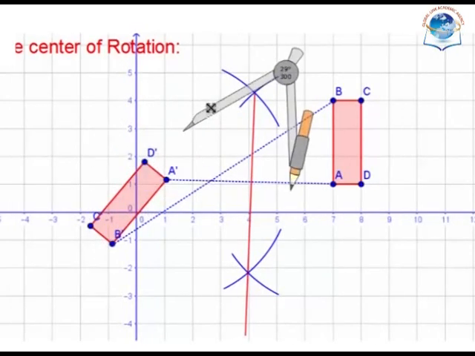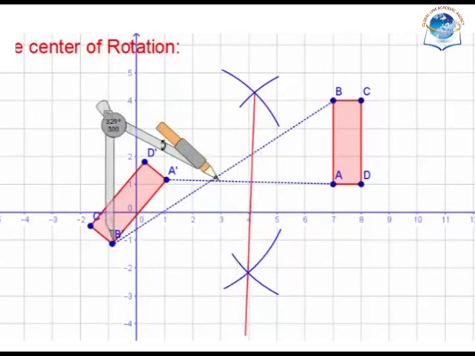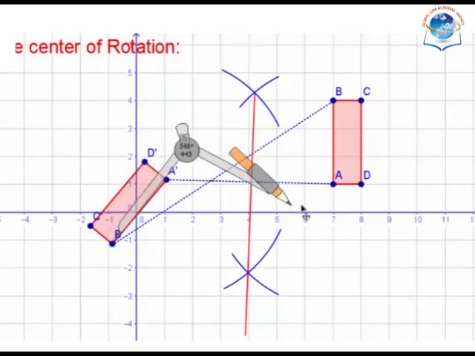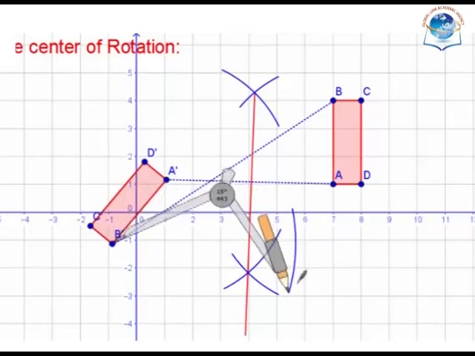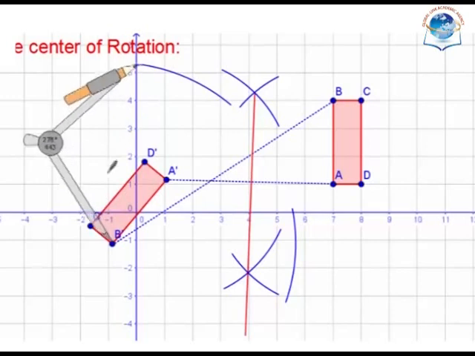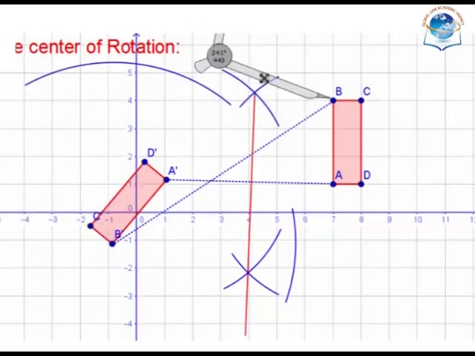We repeat the same for B B prime. Open that to more than half. An arc down there, and an arc up there. Move with the same radius to B and do the same.